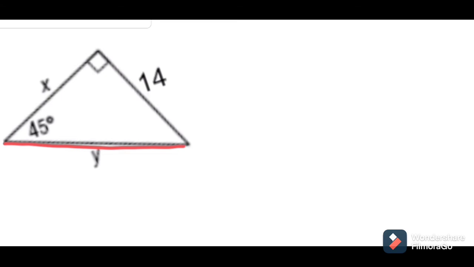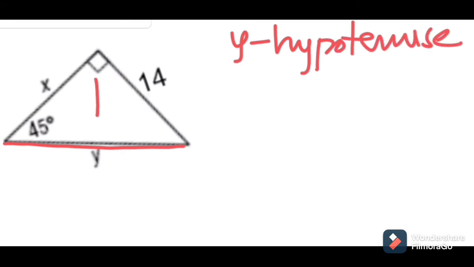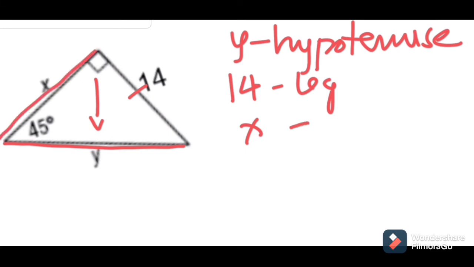In this given, let us analyze the parts. What do we call y? Yes, it is our hypotenuse because it is opposite the right angle. How about 14? What is 14? It is a leg. Now, how about the x? We are going to find it is also a leg. And how do we describe the legs of a 45 degree triangle? The legs are congruent. So, x now is equal to 14.